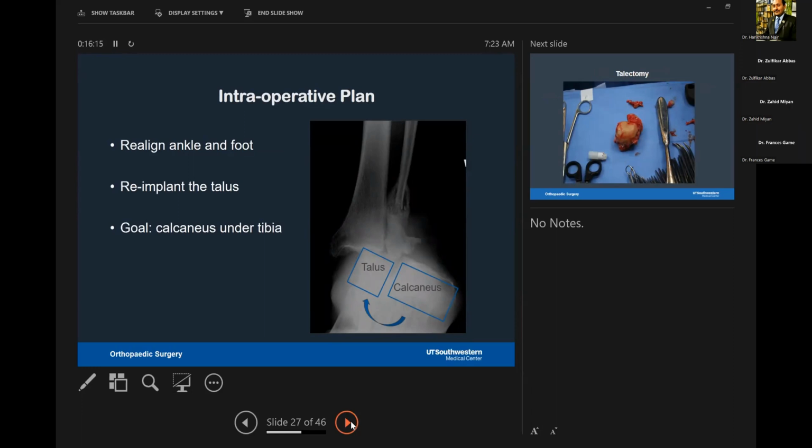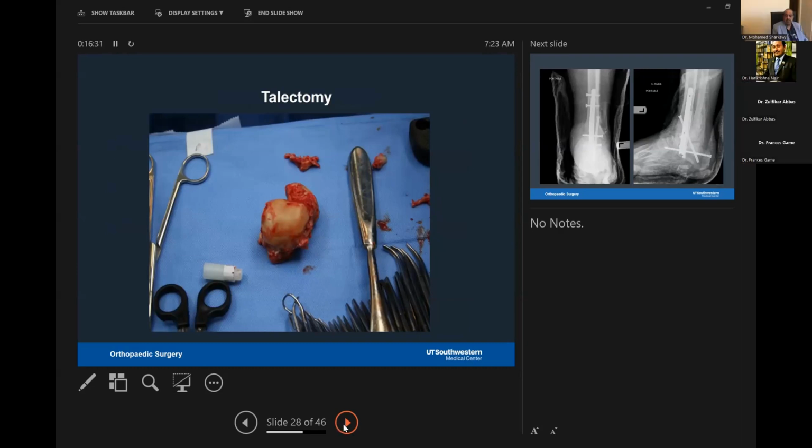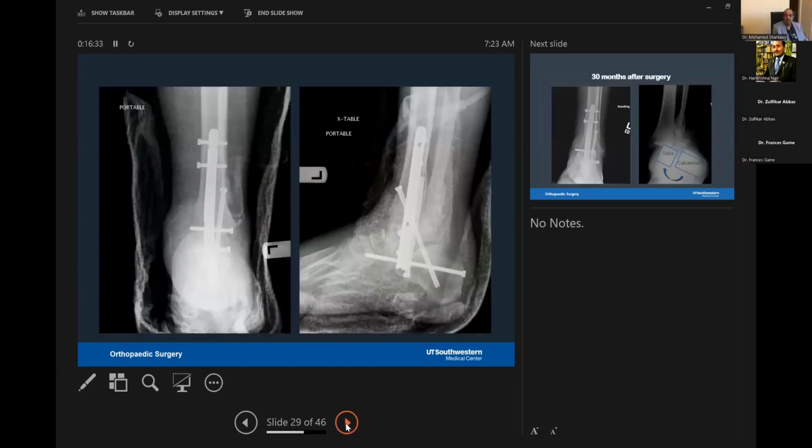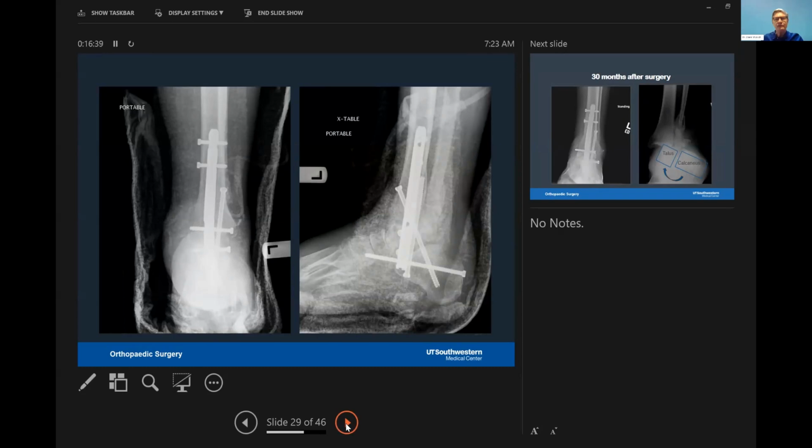Oh, I'm sorry. Anyway, so the calcaneus, in my opinion, we have to bring underneath the tibia. And the best way that I can do that is to take the talus out, and then I try and implant it back again. And so this is the talus on the back table. We then cut it, we prepare it, we machine it a little bit, and then we reimplant it. And in this case, this was probably 7 or 8 years ago, I used a short intramedullary nail to fix it.